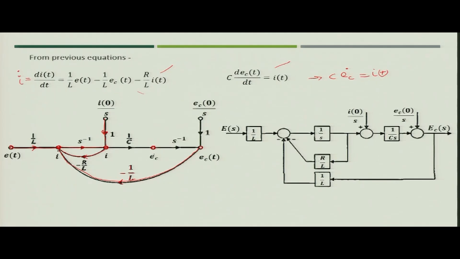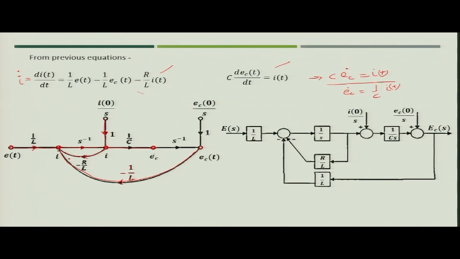Now, next is how I is connected to Ec. If you take this equation, I is connected to Ec dot with the help of a gain. If you write this as Ec dot equal to 1/C I, then Ec dot is connected to I with gain 1/C. So, you connect this with Ec dot with the gain 1/C. So, now you have connected this. Now, finally, what you have to connect is Ec dot with Ec.